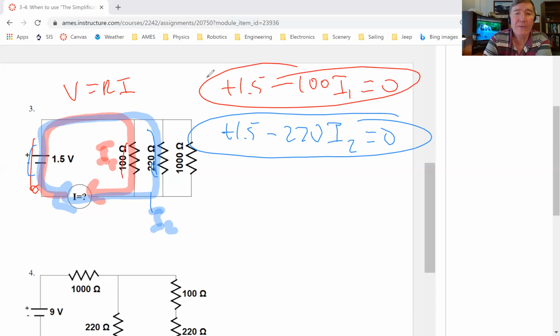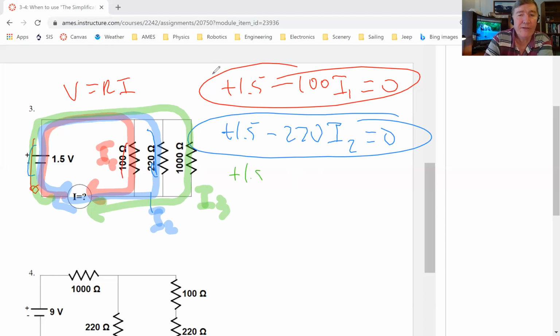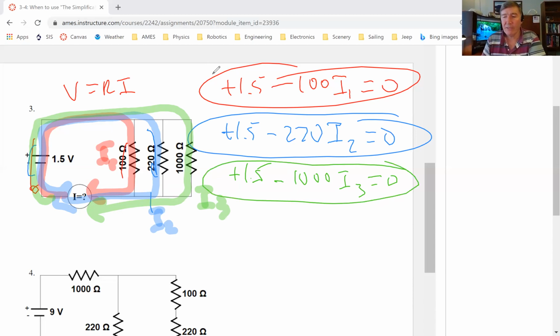So then we say, all right, well, how about this time? Let's do it the same way. Okay, so we'll come around here, and this time we're going to go around that way. So that'll tell us what I3 is. So when we do that, we get plus 1.5 minus 1,000 times I3, and that equals 0. Okay, so from this then, we can figure out what is I1, I2, and I3.